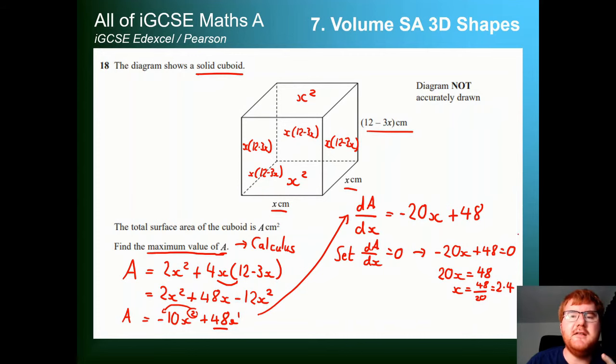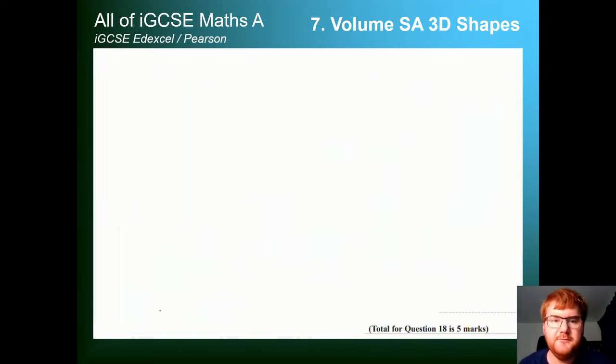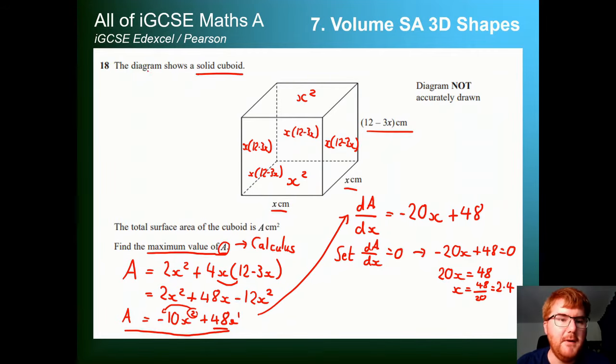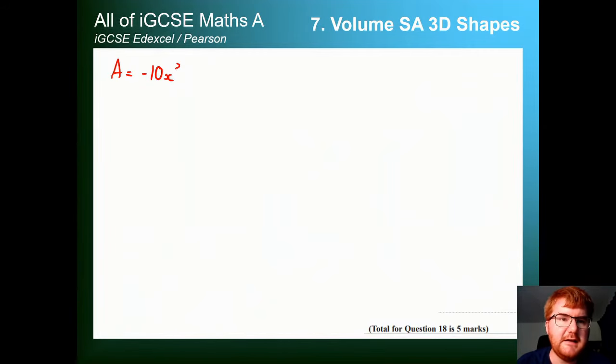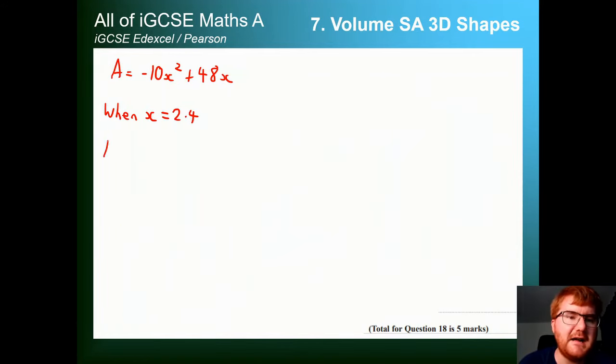Now, a lot of students at this point think, yes, I've got the answer, I know x is 2.4, I'm finished with the question. Not quite. We're looking for the maximum value of A. We're not looking for x, we're looking for A. Now notice we've already got a formula for this. Remember, A is equal to minus 10x squared plus 48x. So we now know when x is equal to 2.4, we can then get our maximum area. So our max A is minus 10 lots of 2.4 squared plus 48 lots of 2.4.